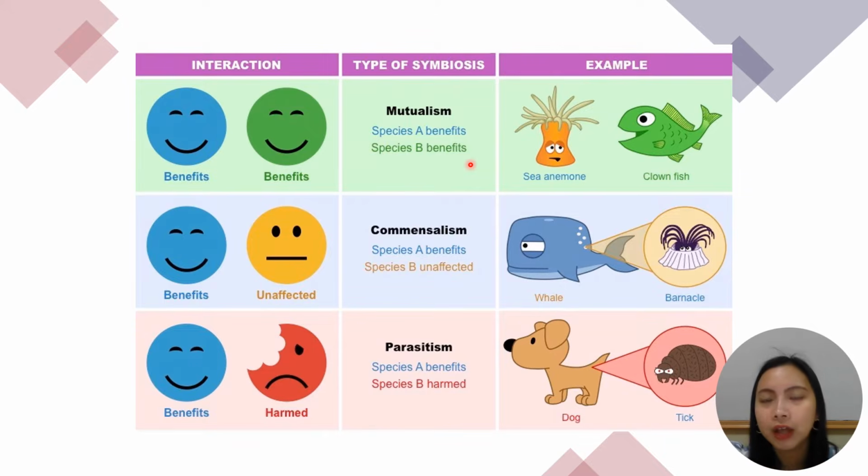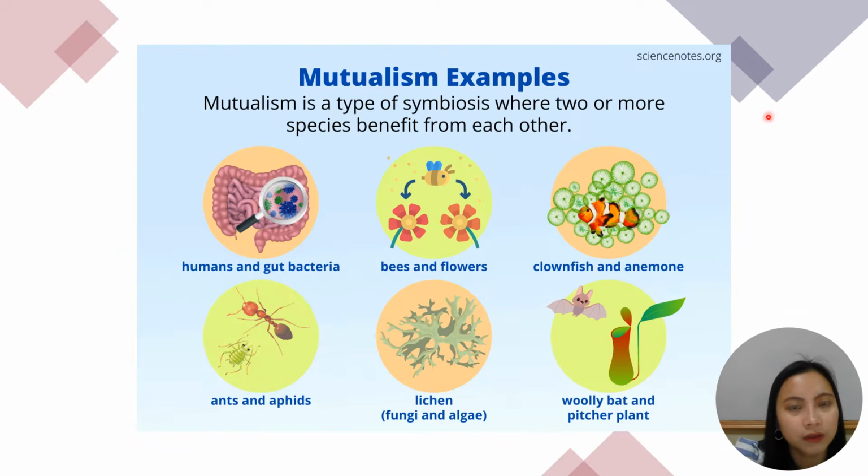Let's say, for example, the termites and the flagellates in their digestive system. You will know later on what flagellates are. These are a type of protozoan parasites. So for now, just know that these are some of the examples. This example here is a clownfish and a sea anemone. So both of the species can benefit from each other. So this slide here, class, shows some of the examples of mutualism.